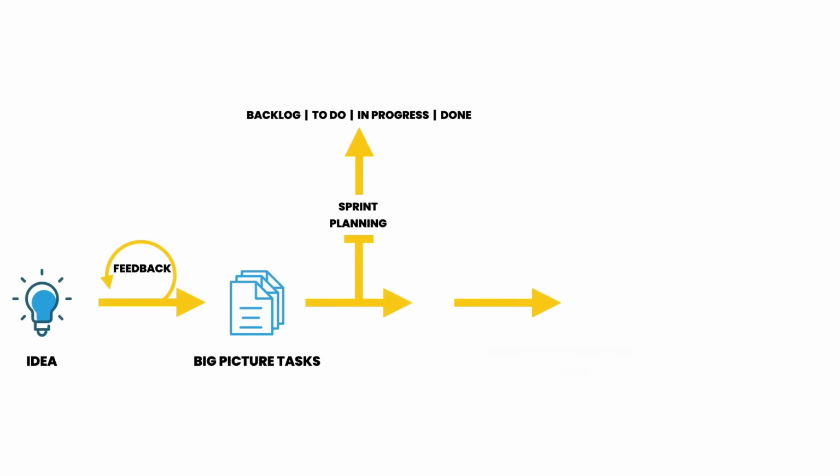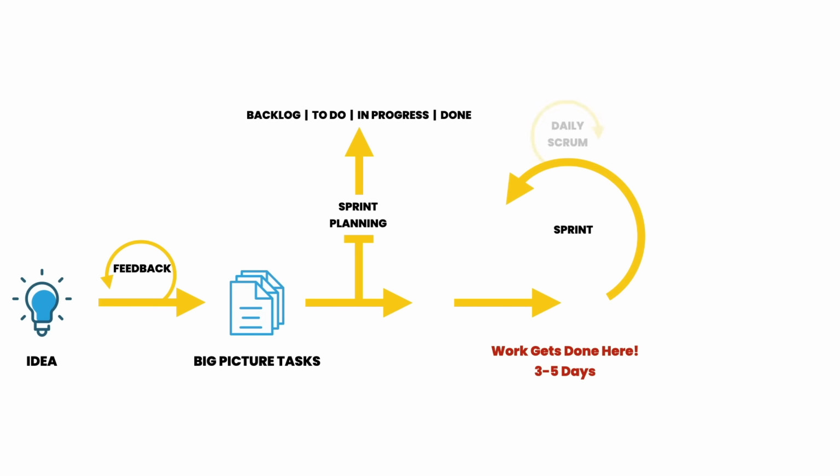Now they work. And this is the sprint, and it's usually going to last 3 to 5 days. During this time, they check in with a daily Scrum. Here's where they say what they did yesterday, what's next, and what's blocking them.